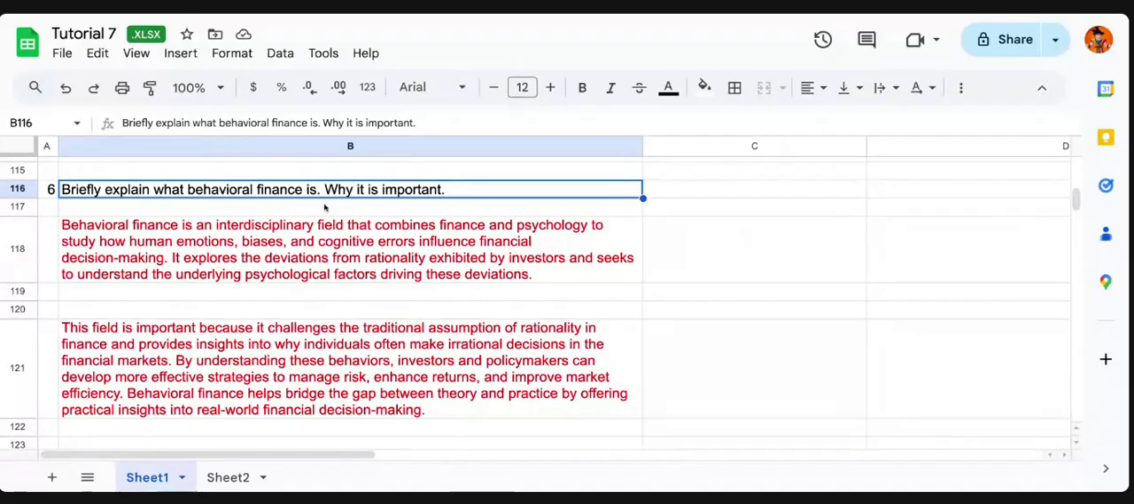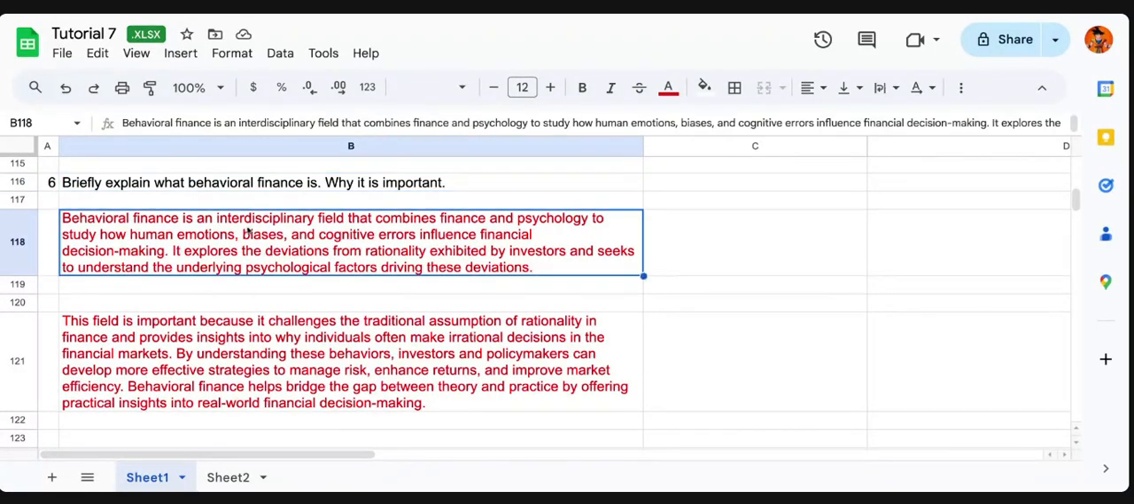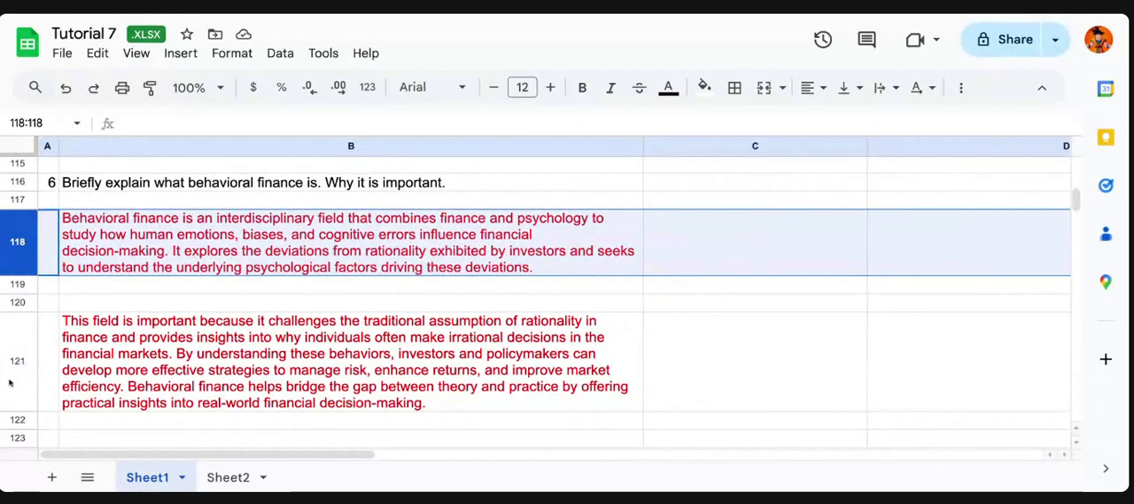So briefly explain what behavioral finance is and why it is important. There are two questions here, two-part questions. So the first part is to explain what it is. When you have a two-part question, answer in two different paragraphs.